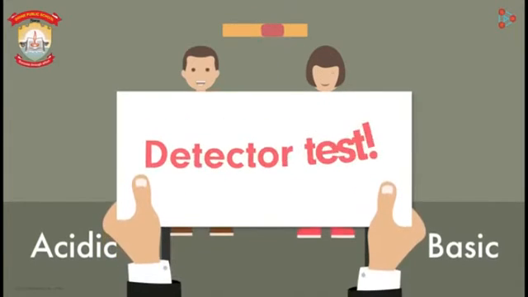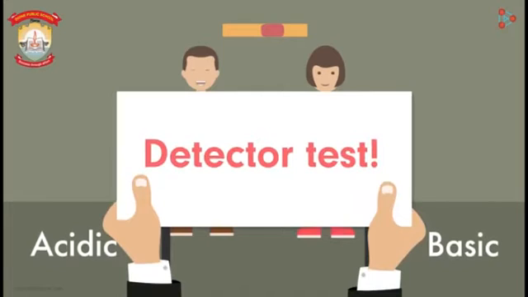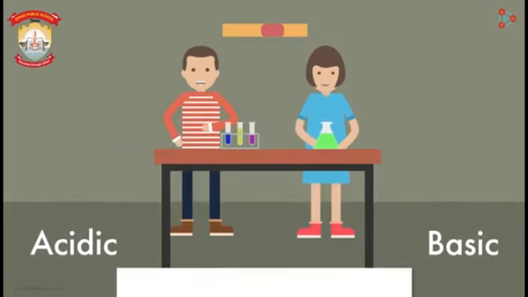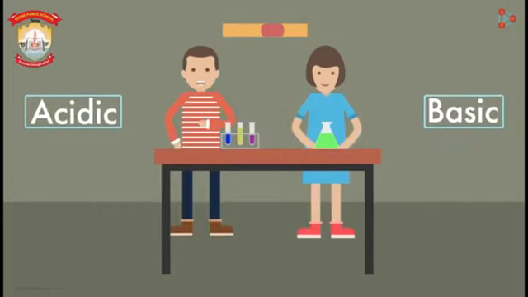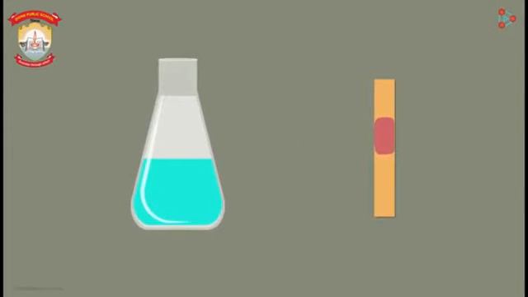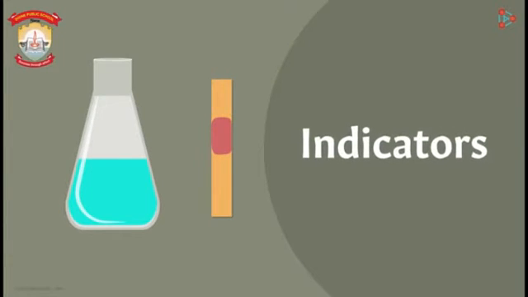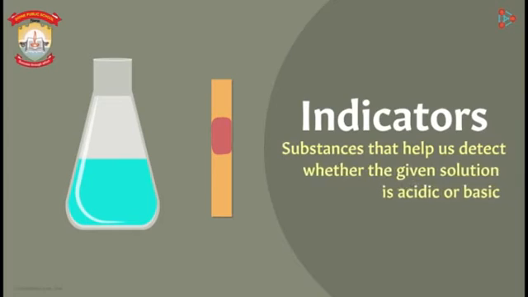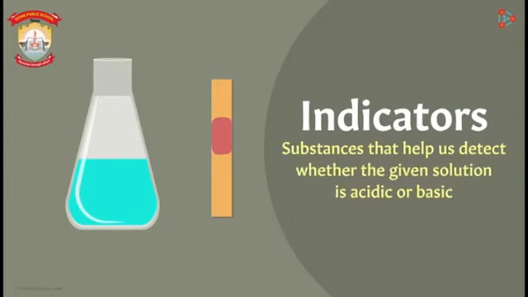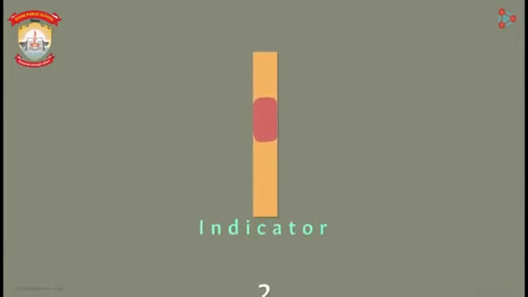The teacher returned and explained that the two had performed one of the detector tests. They were supposed to detect whether the solutions given are acidic or basic. And since the yellow paper changed color and turned red, it indicated the nature of the solution that was tested. But how does this paper tell us the nature of this solution? Do you remember the concept of indicators from the previous video? These are nothing but the substances that help us to detect whether the given solution is acidic or basic without having to taste it. So, is this yellow paper an indicator?